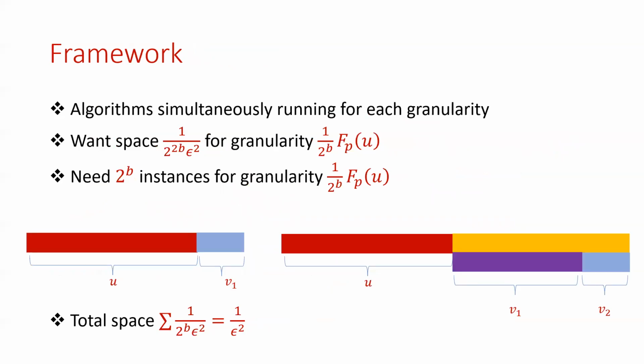And so our main framework is that we use a number of algorithms that simultaneously run for each granularity. And the hope is that we can use much less space for a much cruder granularity. But on the other hand, we do need roughly 2 to the B instances for a small granularity. So we can take the sum and take it over all B. And since it's a geometric sum, we can show that the total space is roughly 1/epsilon² in terms of the epsilon dependencies. And this is the intuition. It's not quite formal, but it's the correct intuition for our paper.